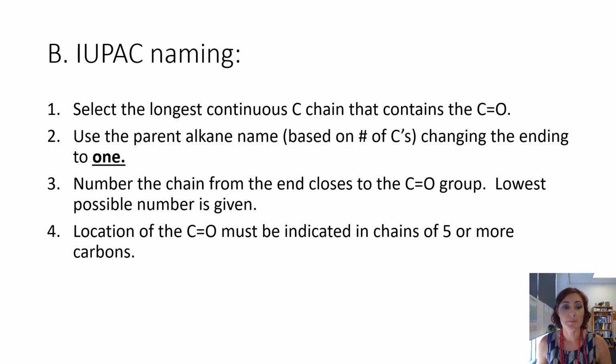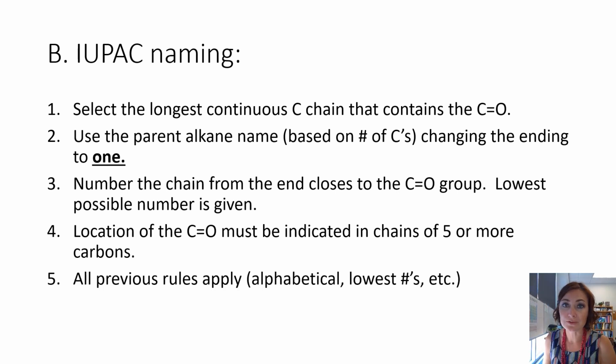If you have a carbon chain that is 5 carbons or longer, you're going to need to indicate the location of the carbonyl. If you're not into memorizing how many carbons there has to be in order for this rule to be applied, just ask yourself, can this carbonyl be anywhere else? If your answer is no, it can't be anywhere else because it's a shorter chain, then you don't need to number it. If it could be in the 2nd position or the 3rd position or so on, then you're going to have to number it. All your previous rules are going to apply. So you are going to alphabetize all your branches, giving them the lowest numbers possible after your carbonyl, etc.